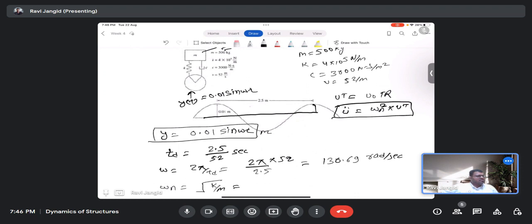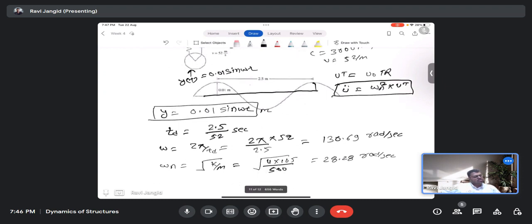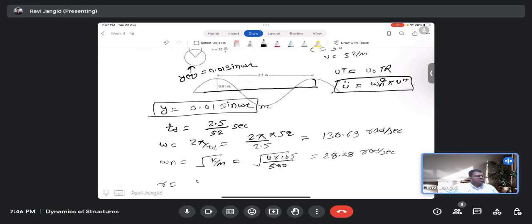Similarly you can find omega n, the square root of k by m, which is 4 into 10 raised to power 5 divided by 500. That comes out to be 28.28 radian per second. So using this, my R will be omega by omega n, 130.69 over 28.28, so it comes out to be 4.625.